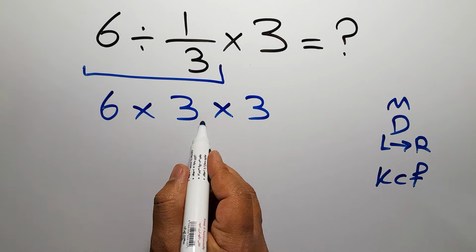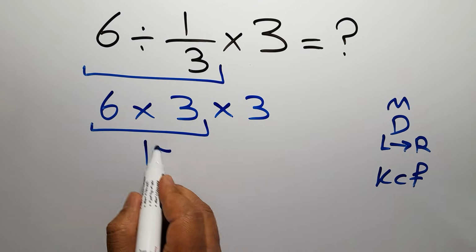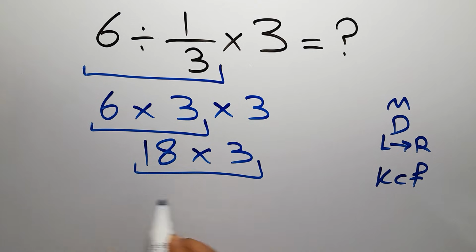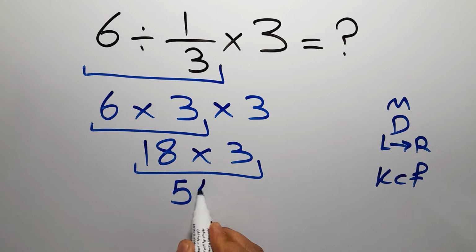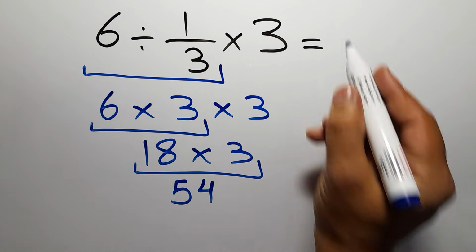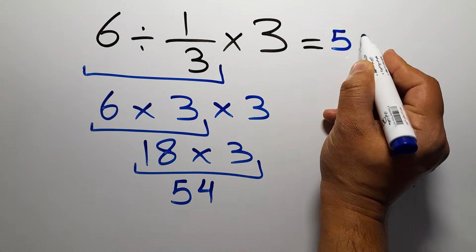6 times 3 gives us 18. So 18 times 3, which equals 54. And this is our final answer to this problem. The correct answer is 54.